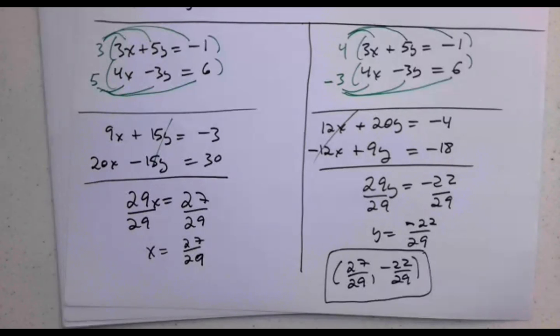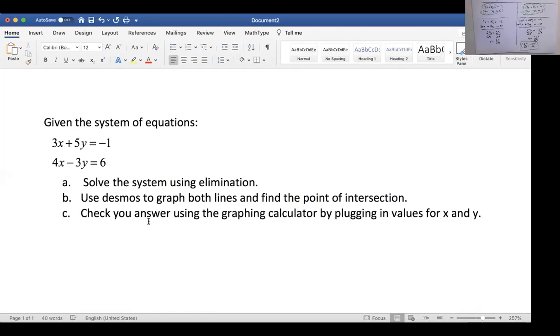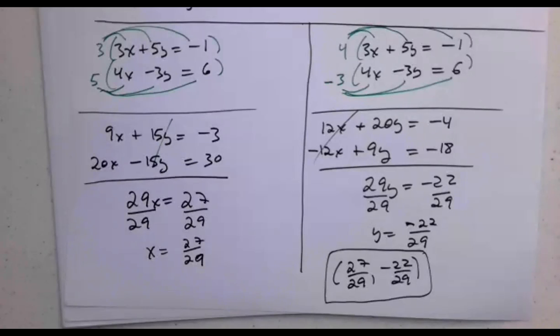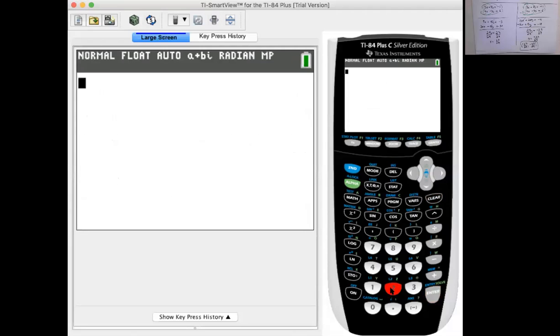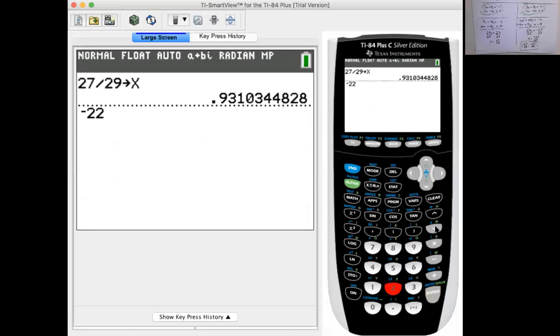And then the last thing I asked you to do was to check it, right? We're going to plug that into the graphing calculator, plug 27 29ths in for x, plug negative 22 29ths in for y, and see if that's the case. So let's go to the graphing calculator. X was supposed to be 27 29ths, 27 divided by 29. Store in x, and then negative 22 over 29, store in alpha y.